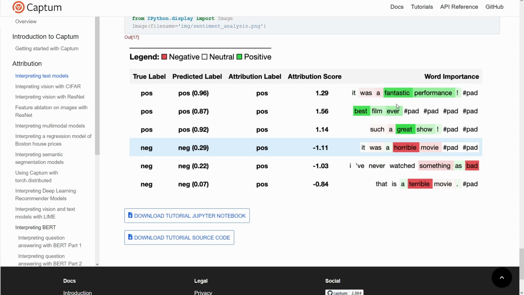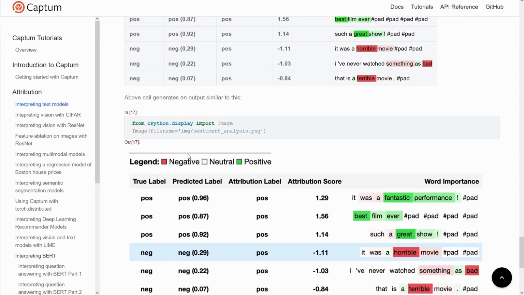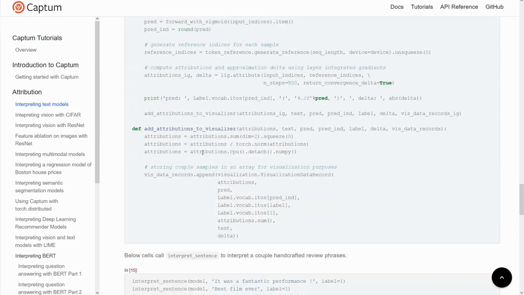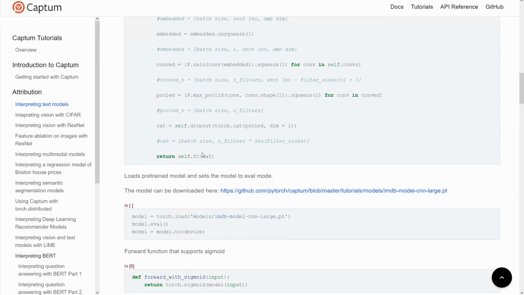It was fantastic. So fantastic is of course labeled positive with .96. The best film ever was positive, great, positive, and then horrible, of course, bad, terrible. You see here all the different attribution levels from the different words in our most simple case.